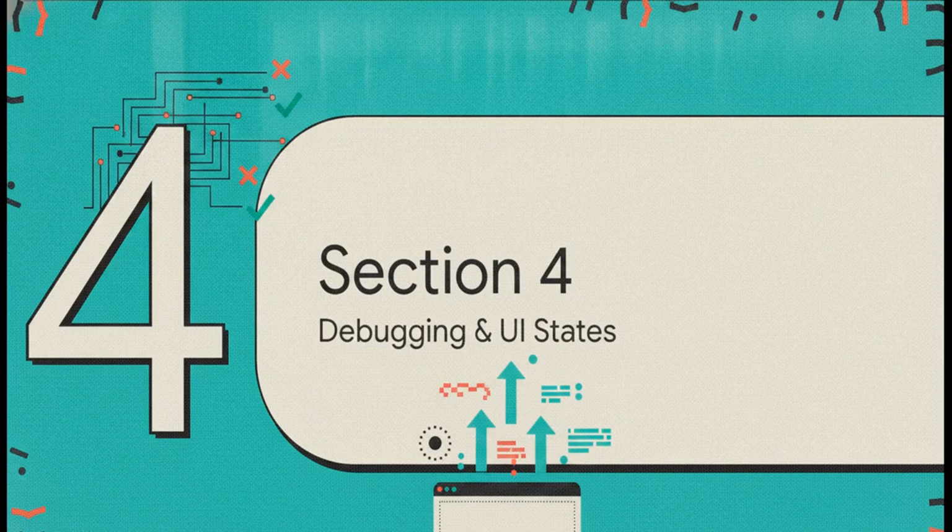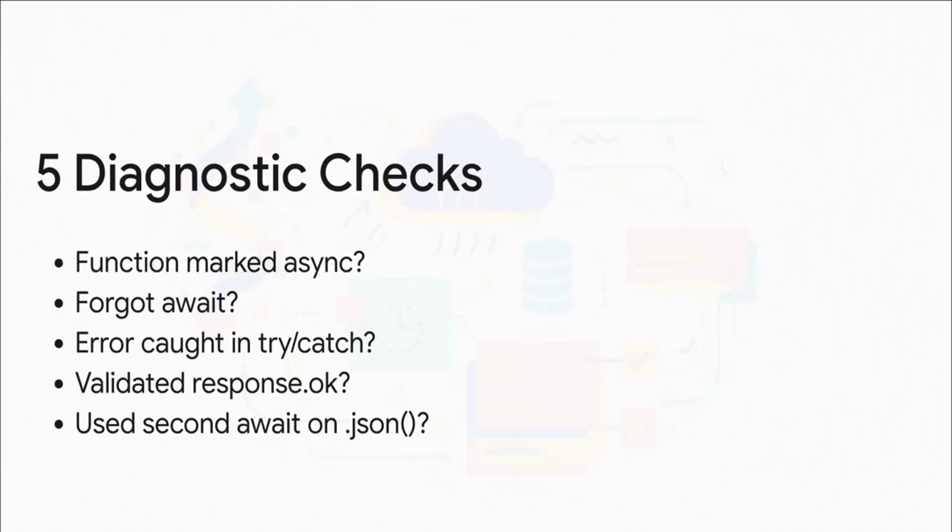Section 4. Debugging and UI states. When your asynchronous operations inevitably fail silently, because we've all been there, you need to run through these 5 rapid-fire diagnostic checkpoints. First, did you remember to mark the function async? Second, did you forget the await keyword? Third, is your error actually being caught in a try/catch? Fourth, did you manually validate response.ok? And finally, did you remember that absolute game changer, the second await on the JSON parser?